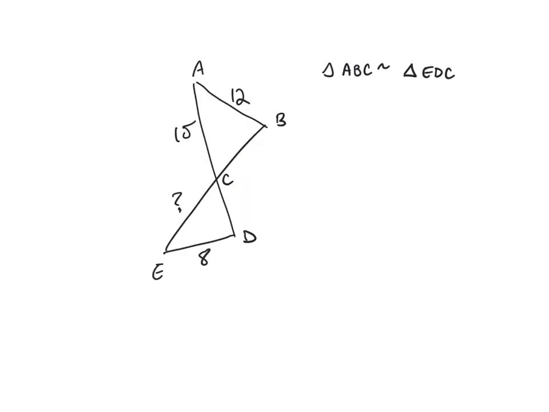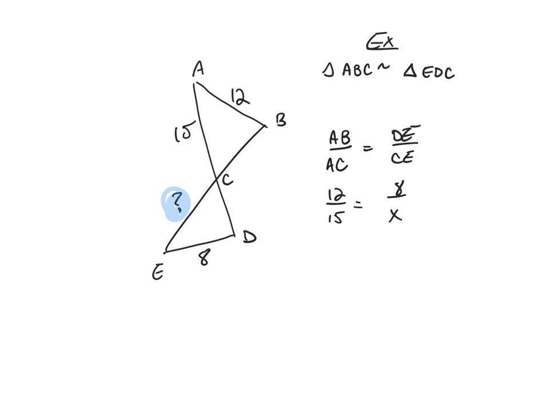So here's another example, and in this example we're told that these two triangles are similar, and our goal is to find the length of side CE. So since I know that the triangles are similar, I know that their sides are proportional. So I'm going to write this proportion. AB over AC is equal to DE over CE. Substituting my values into the proportion, I end up with 12 over 15 equals 8 over x.